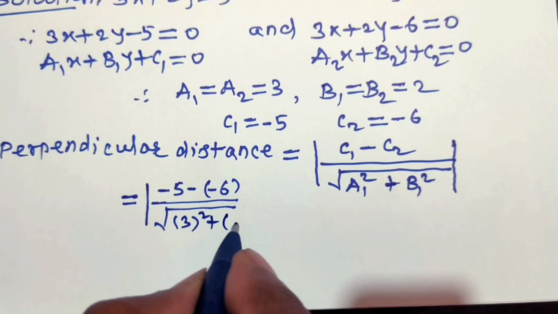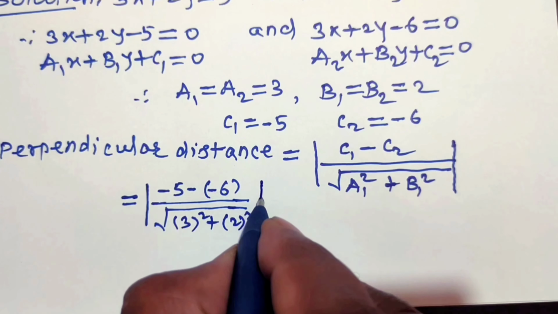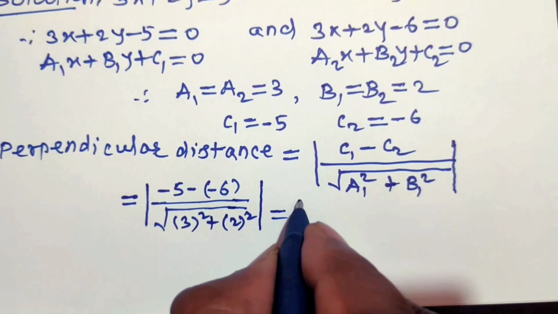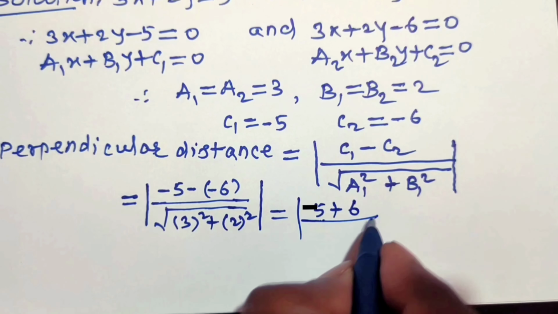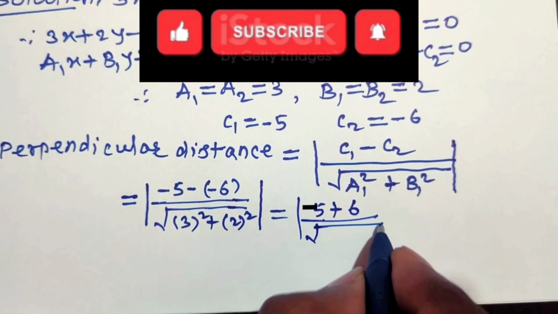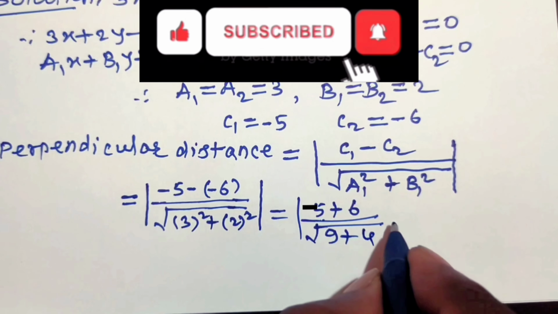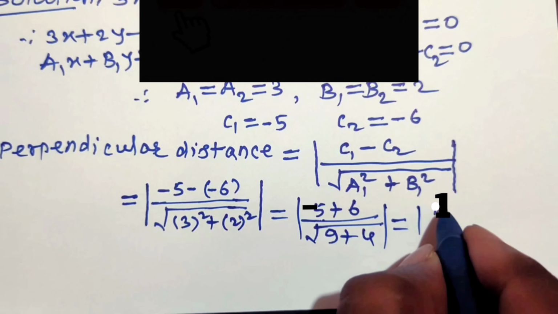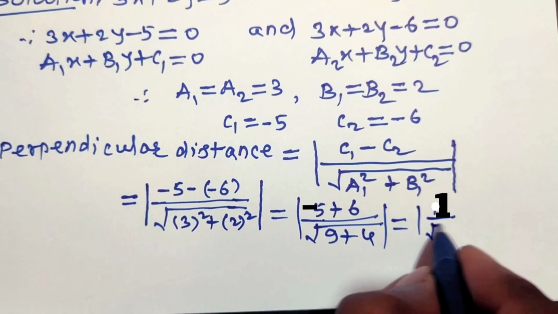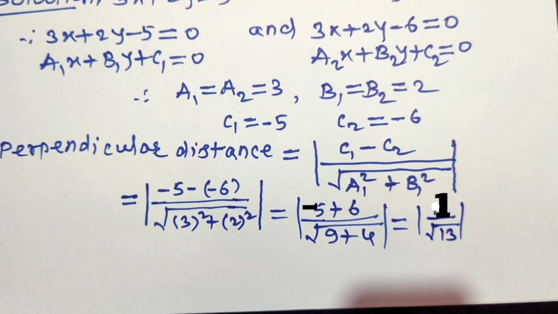3 square plus 2 square, which is equal to minus 5 plus 6 divided by square root of 3 square is 9 plus 2 square is 4. This is again equal to minus 5 plus 6 is 1 divided by square root of 9 plus 4. 9 plus 4 is 13.